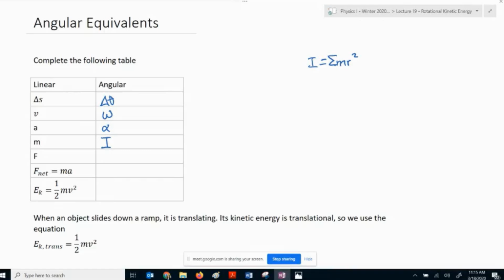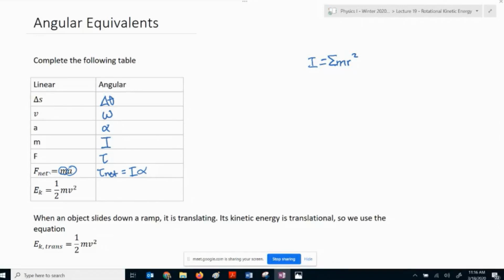Okay, what about force? What's the angular equivalent for force? Torque. Yeah, good. Torque. Perfect. And now this formula, so Newton's second law, F net equals ma. What would Newton's second law for rotation be? Torque net equals... You're close. We're changing it. Equals the inertia times alpha. Yeah, perfect. So the m changes to I and the a changes to alpha. So that's Newton's second law for rotation. Torque net, or net torque, equals moment of inertia times alpha.